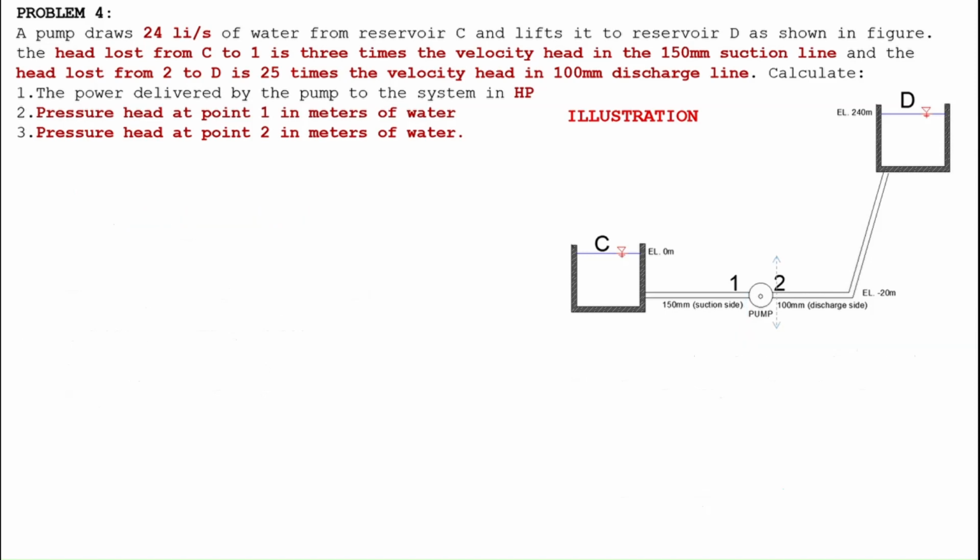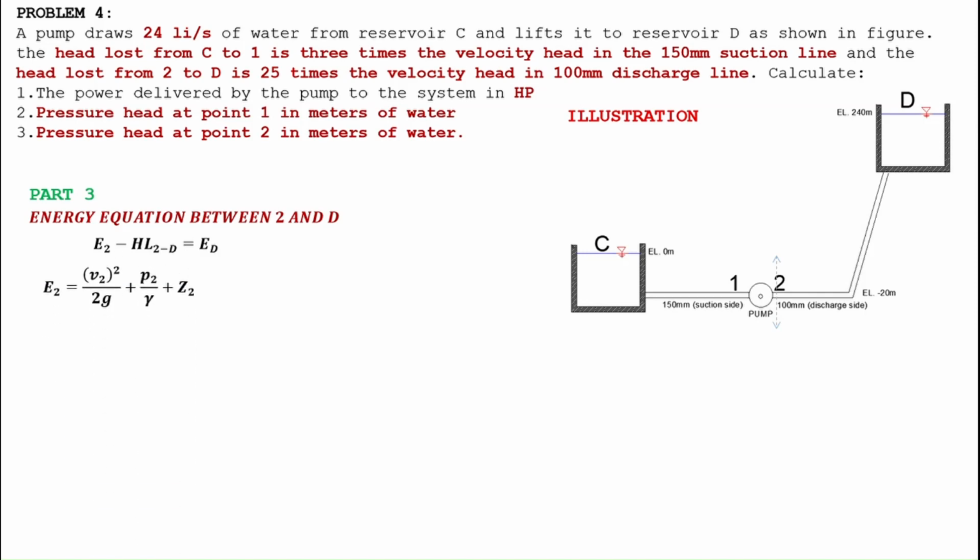For our solution to the last part of the problem, we first need to establish the energy equation of the system from point 2 to point D in order to expose the pressure head at point 2, since that is what we are after. Take note that since we are after the pressure head at discharge side only, we can eliminate the head added by pump in the equation. We begin. Energy at 2 minus head loss from 2 to D is equal to the energy at D. Energy at 2 is equal to velocity head at 2 plus pressure head at 2 plus elevation head at 2. Energy at D is equal to velocity head at D plus pressure head at D plus elevation head at D.